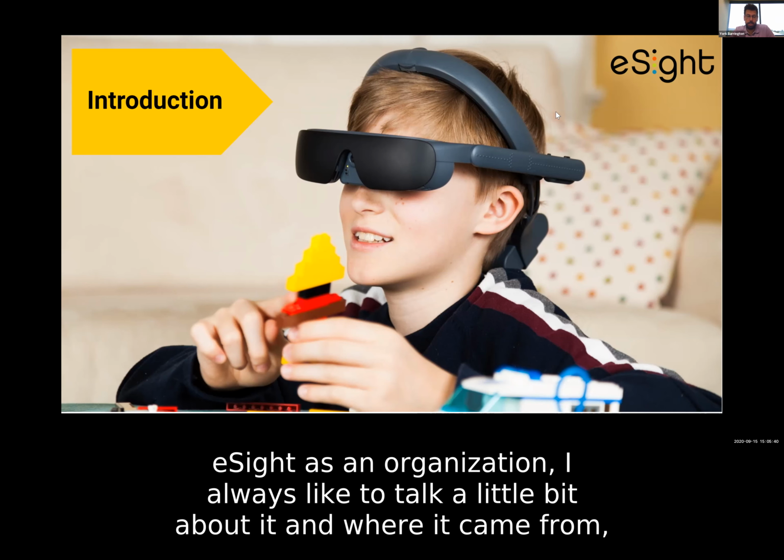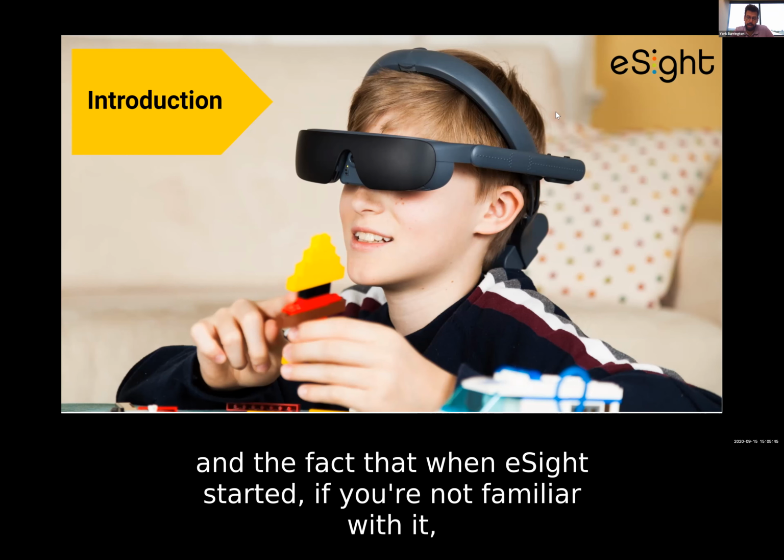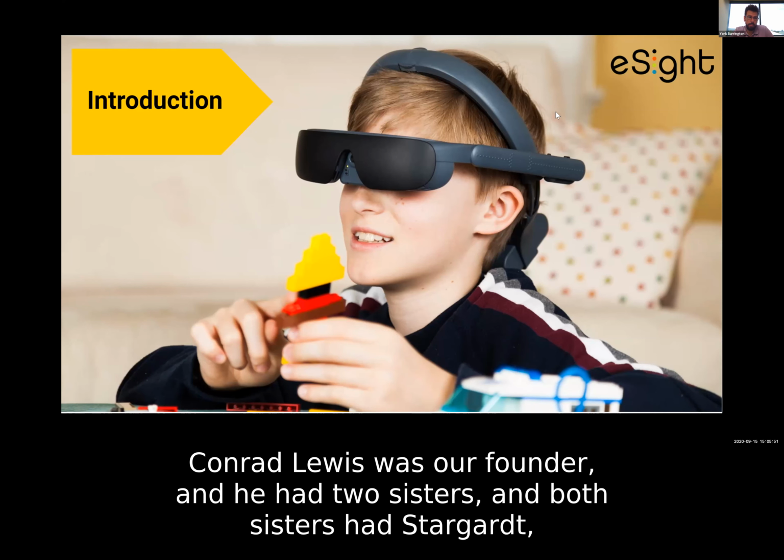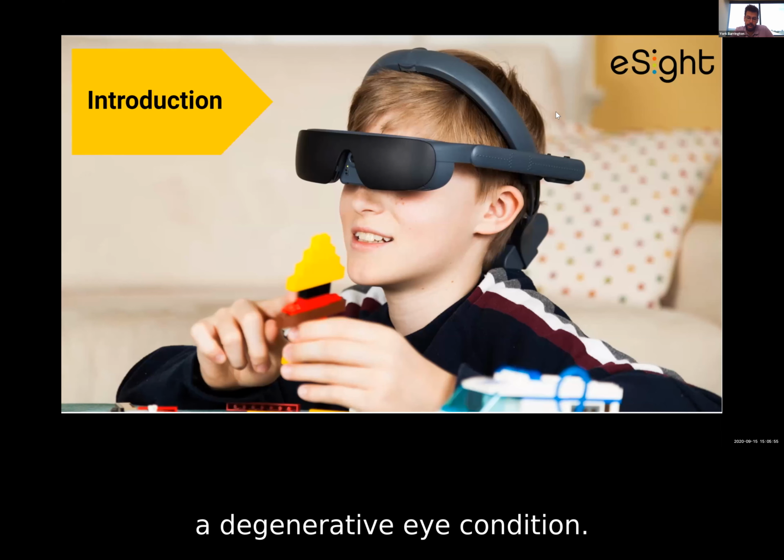As an organization, I always like to talk a little bit about eSight and where it came from. When eSight started, if you're not familiar with it, Conrad Lewis was our founder, and he had two sisters, and both sisters had Stargardt's, a degenerative eye condition.